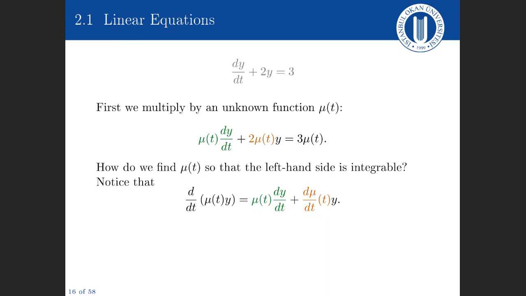We had the same green term, mu dy/dt, in both lines. In the first line, we have the orange term 2 mu, and in the second line, we have the orange term d mu/dt. We want to choose mu so that these are the same. We want to choose mu of t such that d mu/dt is equal to 2 mu.